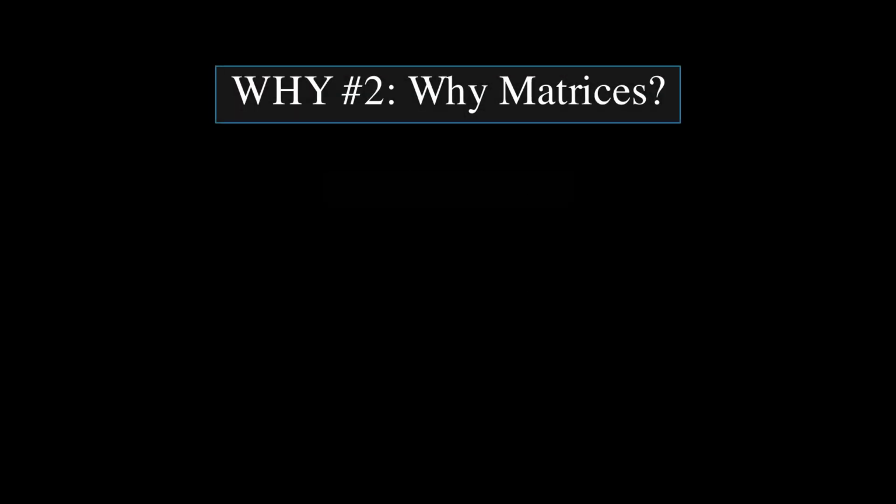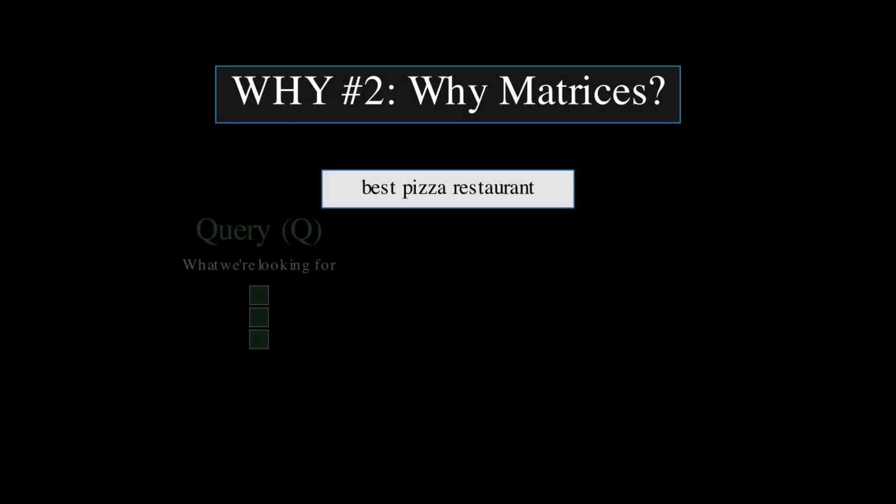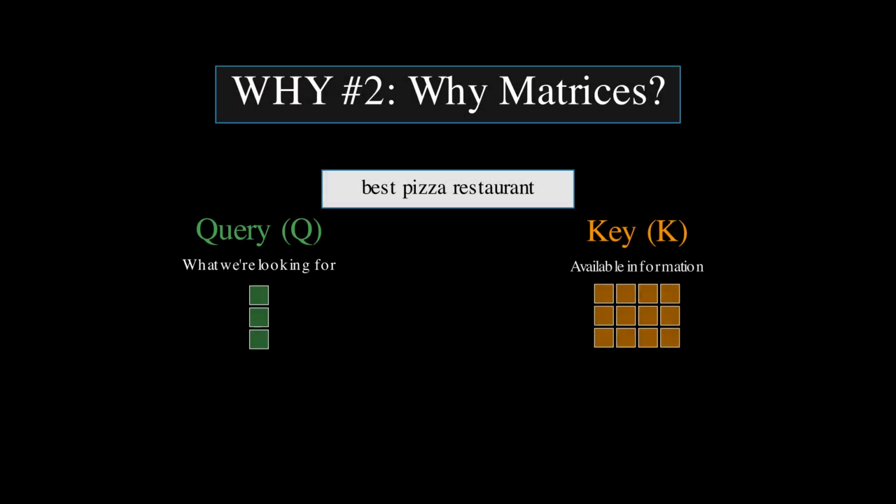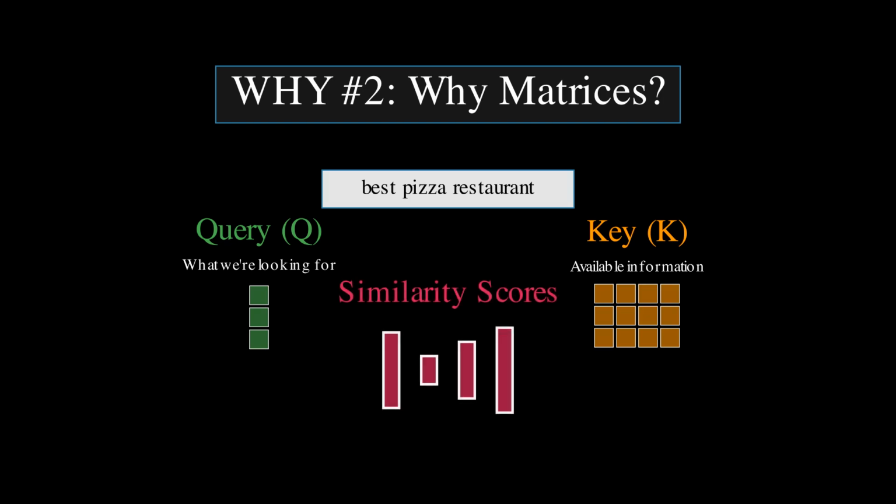Why do we use matrices specifically? Think of a search engine. When you type "best pizza restaurant," the search engine compares your query against millions of web pages. It needs a systematic way to measure relevance. In transformers, query matrices represent what we're looking for, and key matrices represent what information is available. Just like a search engine scores web pages, we compute similarity scores between queries and keys to determine attention.